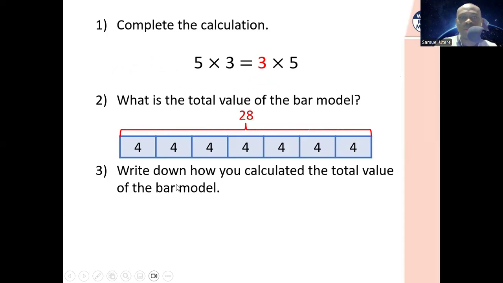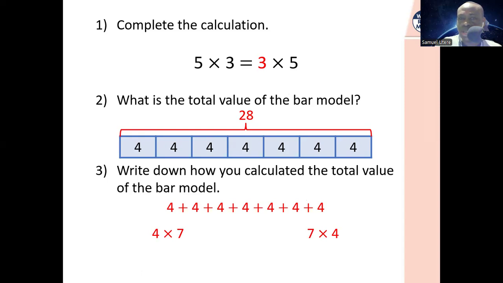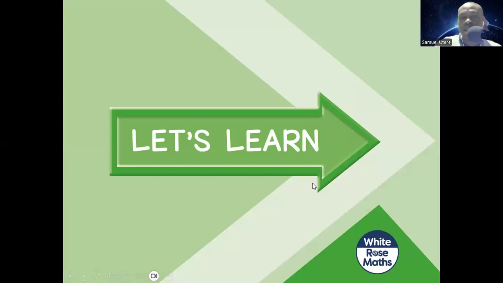Now, you're told, question 3, write down how you calculated the total value of the bar model. Well, there are different ways to calculate the total value of the bar model. We could either add them up, so 4 plus 4 plus 4 all the way, or we can say, but we have 4 lots of 7. Or, remember what I just told you from question 1, you can say, it's the same thing as 7 lots of 4. Okay? Really important. It's really important you take note of what's going on here because we're going to be using this even in this lesson.